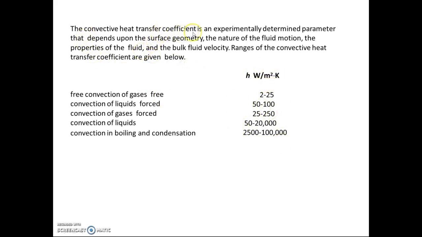The convective heat transfer coefficient is an experimentally determined parameter that depends upon the surface geometry, nature of fluid motion, properties of the fluid, and the bulk fluid velocity. Ranges of the convective heat transfer coefficient are given below based on the cases. If it's free convection of gases, this is the value. Then forced convection of gases, forced convection of liquids, convection in boiling and condensation. So we have different values.